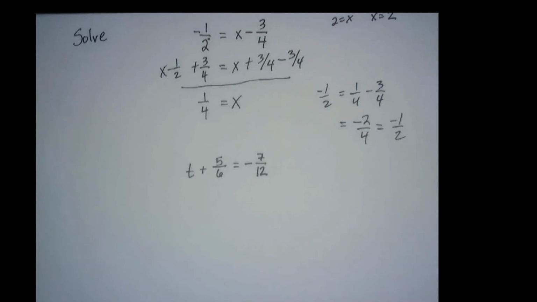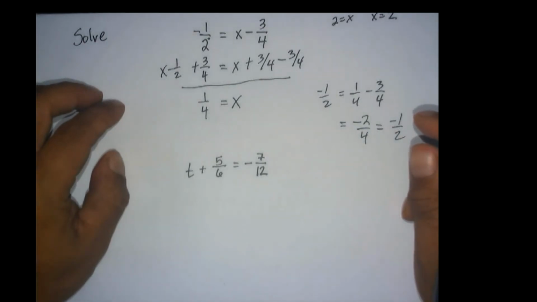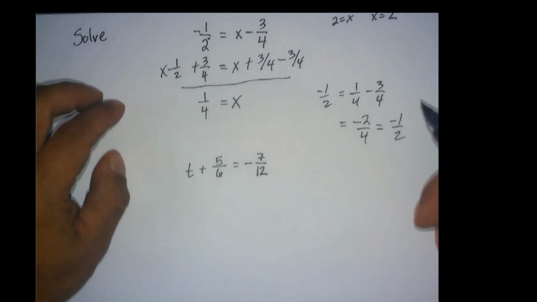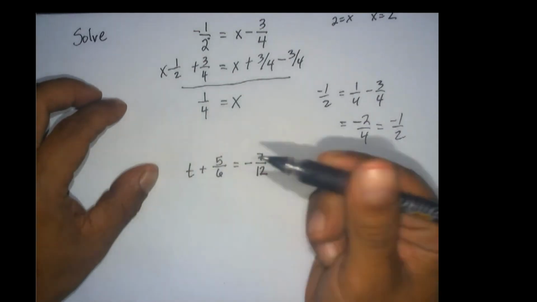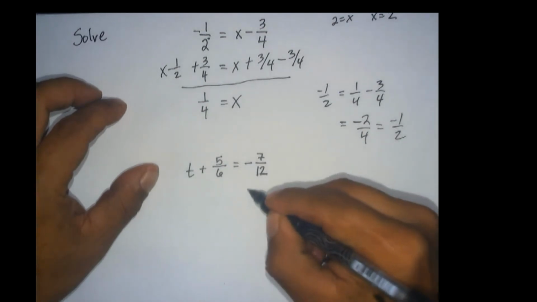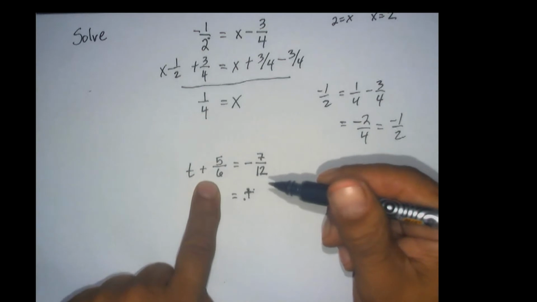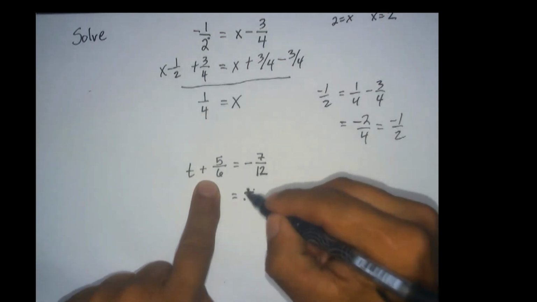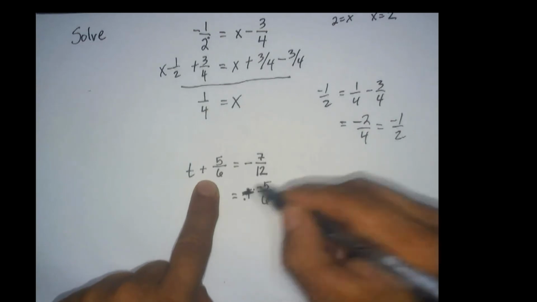Okay, so what do we subtract from both sides? Oh, wow. So 2 negatives make a positive. It's not going to be hard at all. Okay, yeah, so we're adding negative 5/6 to the t side, and then on the other side, we are adding negative as well.